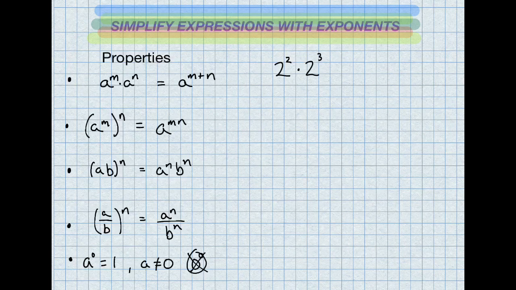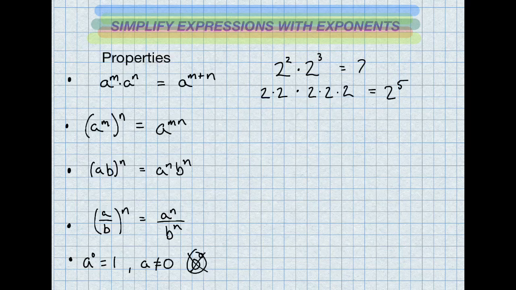Okay, so for the first one, here's a quick example. So here we have the same base, 2 and 2. Similar to here, we have the same base, a and a. So the bases are the same. So what you're saying is that this is 2 times 2, right? There's your 2 squared. And then you're multiplying that by 2 times 2 times 2. There's your 2 cubed. And what you get, if you count them out, 1, 2, 3, 4, 5. So you got 2 to the 5th.